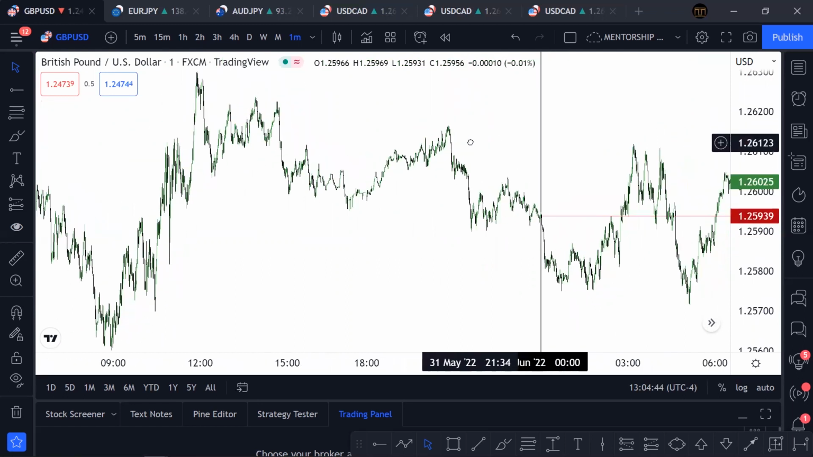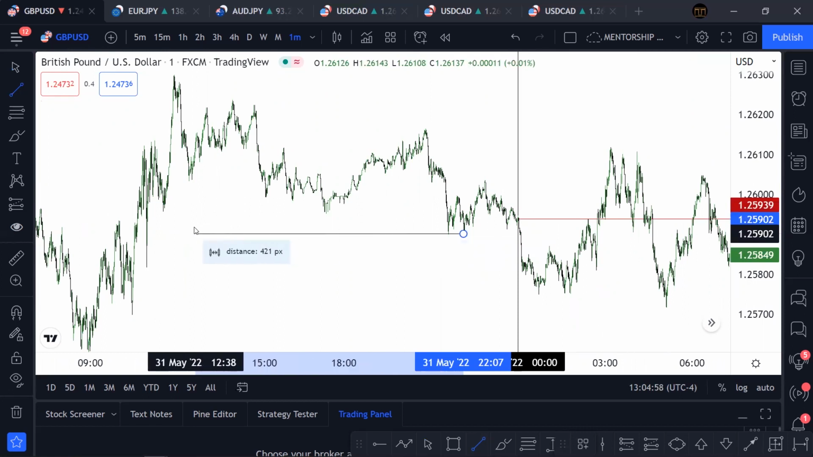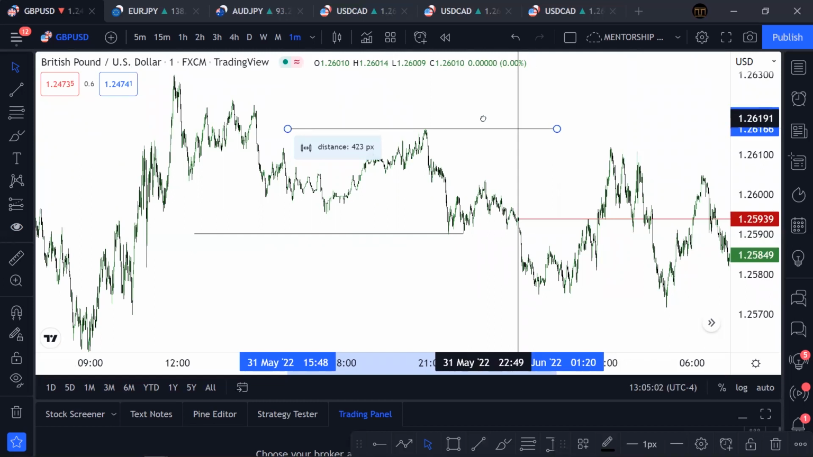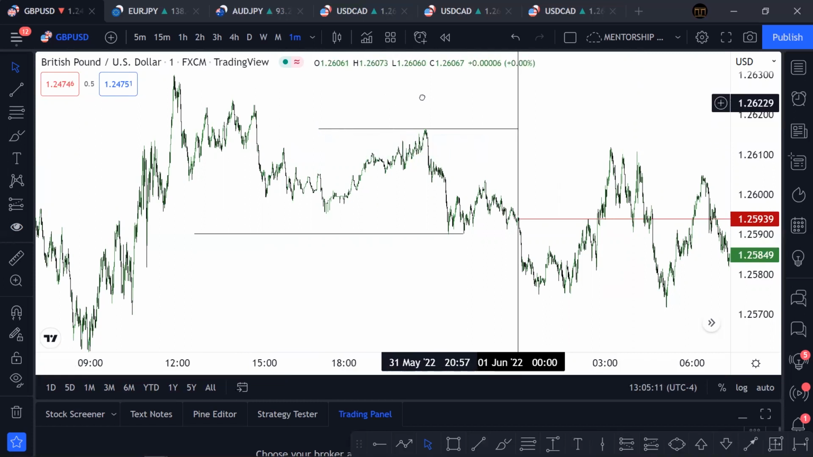So what do you do? You mark all of this area. We want to see price trade below the Asian range low. Let's go ahead and mark the Asian range lows here and the Asian range highs here. These are two different concepts. If we are bearish, I don't want to see you buy. We are only selling.